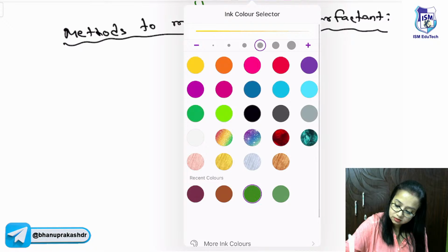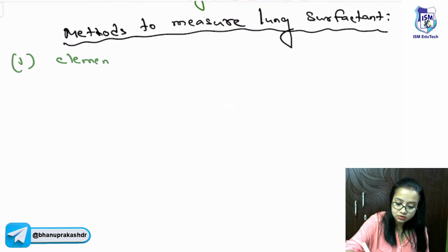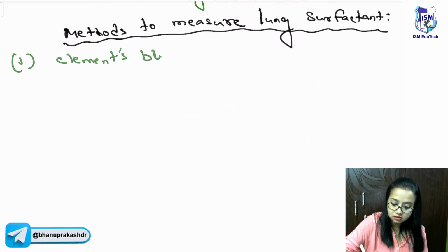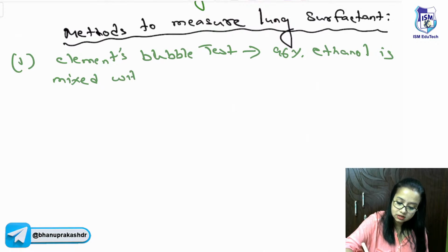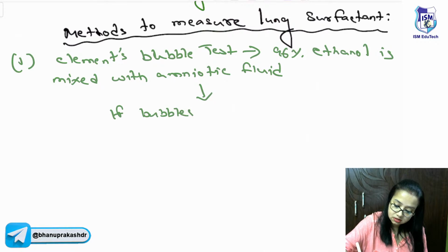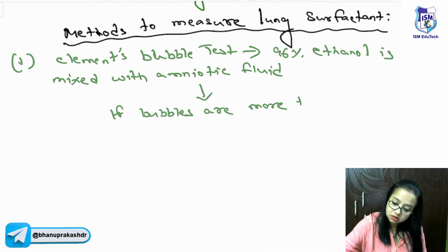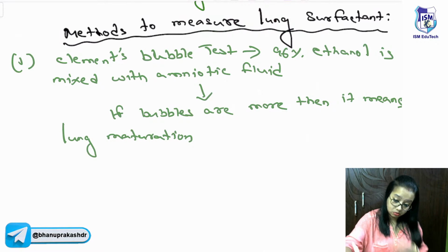First is the Lemon's bubble test. So here what happens is, 96% ethanol is mixed with amniotic fluid, and if the bubbles are more, then it means lung maturation. This is one way.